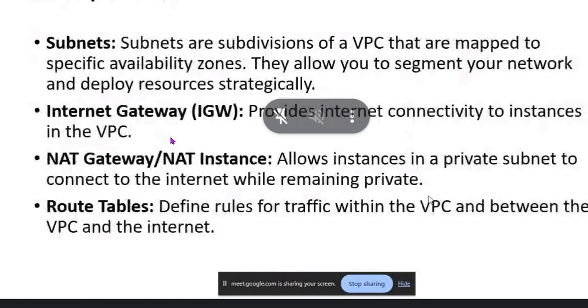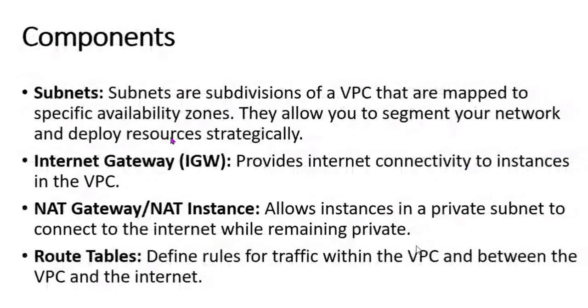Then the components of VPCs. The subnets are subdivisions of a VPC that are mapped to specific availability zones. They allow you to segment your network and deploy resources strategically. Then the internet gateway provides internet connectivity to instances in the VPC. The NAT gateway allows instances in a private subnet to connect to the internet while remaining private. Route tables define the rules for traffic within the VPC and between the VPC and the internet.